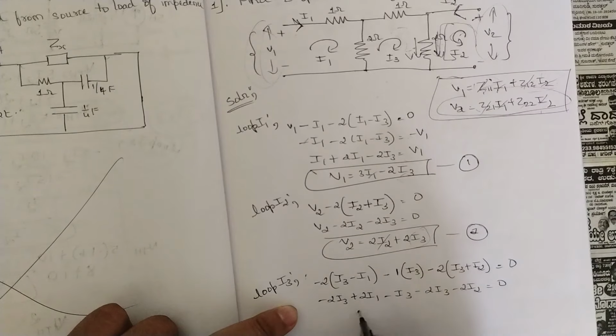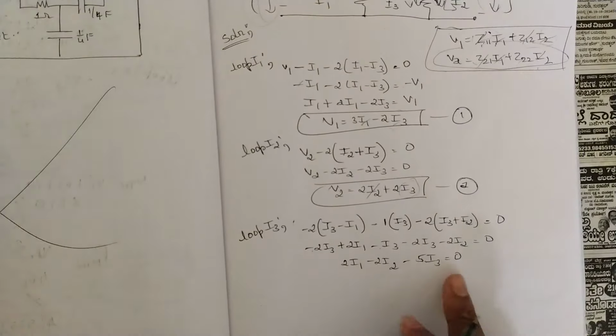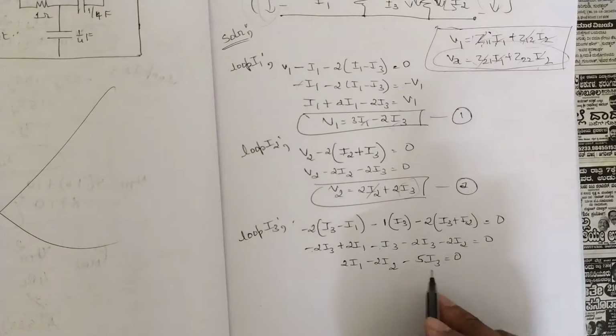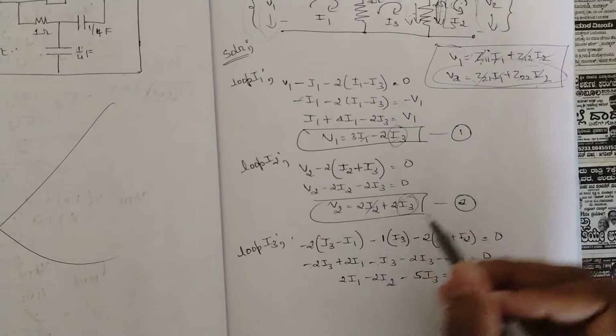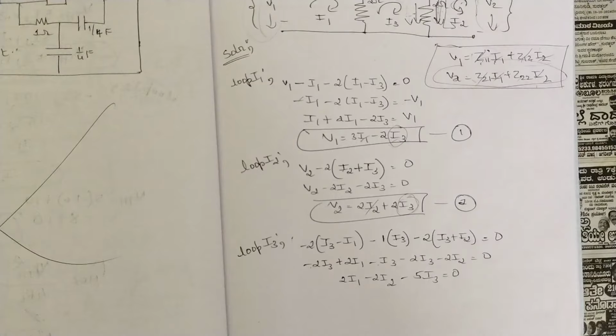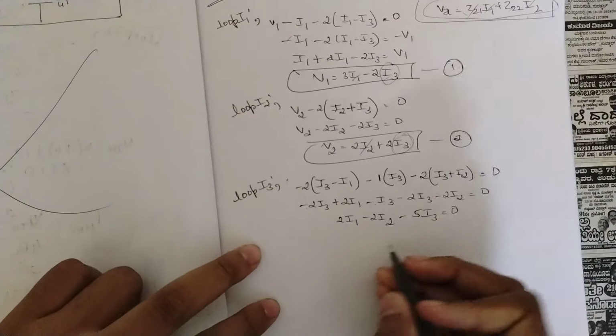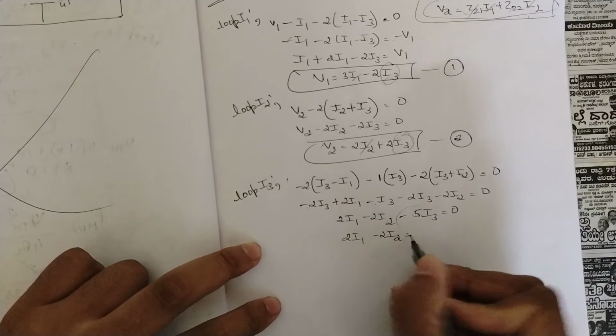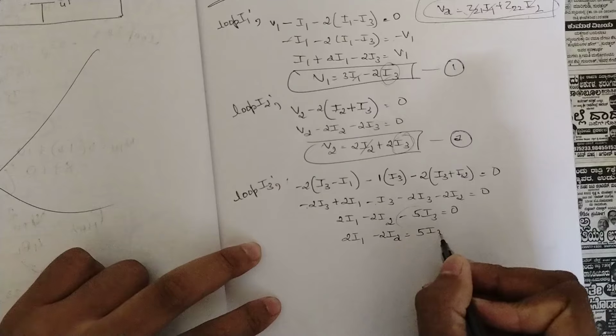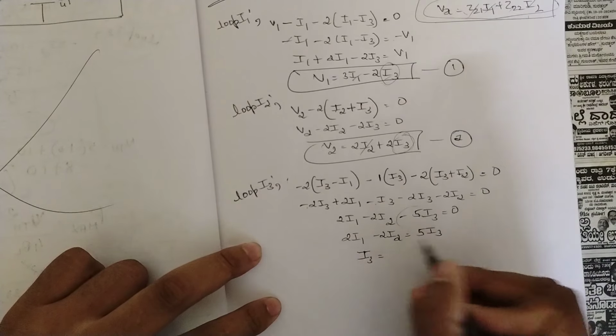So what would we be getting? 2I1 minus 2I2, then minus 2, minus 1, minus 2, that is minus 5I3 equal to 0. Now in this equation we have this I3 term, right? But this I3 is obstructing us in the two earlier equations, because we should be getting them in terms of I1, right? What we can do is very simple. Bring the 5I3 term to the other side: 2I1 minus 2I2 equals 5I3. Now I3 would be equal to dividing the whole equation by 5.